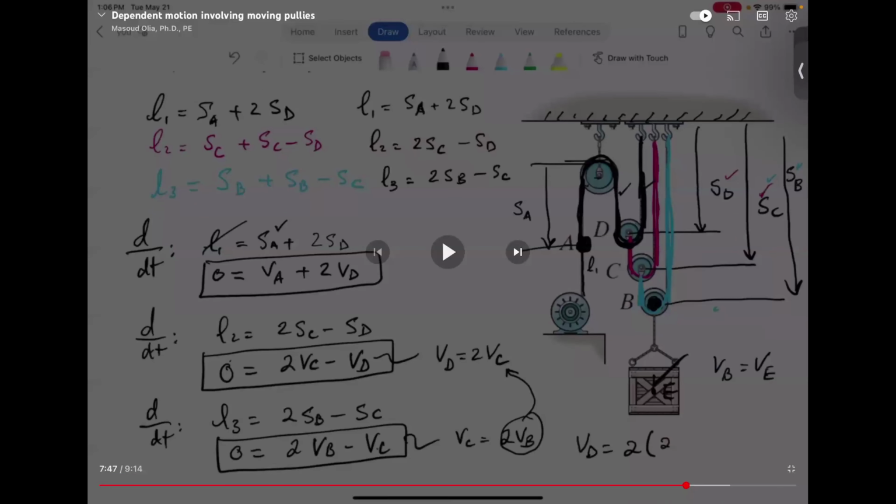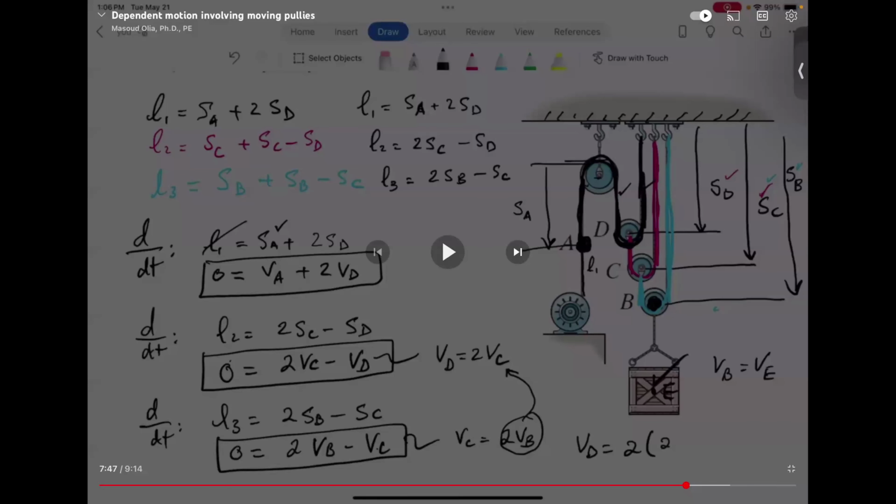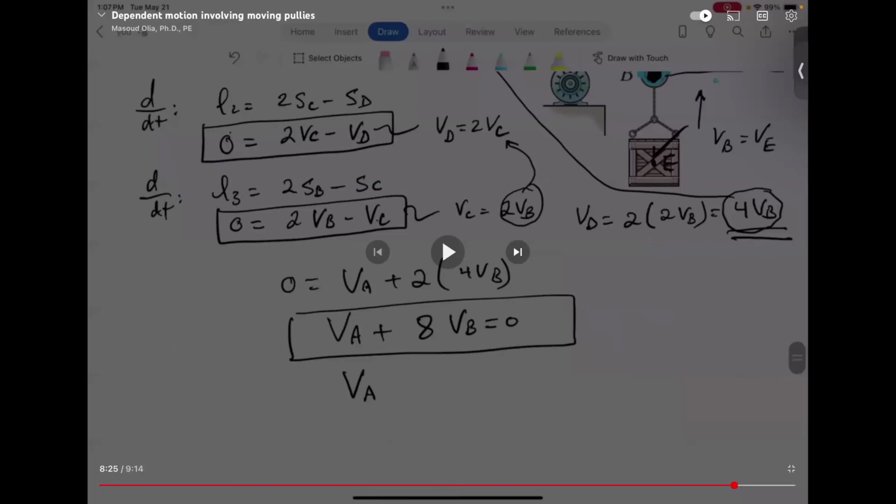Basically, there were 3 ropes here. I showed them in black, red, and blue, and then I found the total length of the rope based on these position vectors that I have here. And then I showed that eventually the equation that we have relates the velocity of A and the velocity of the crate E or B. Actually, it doesn't matter. Notice that the velocity of B and E are the same. It is going to be that velocity of A plus 8 velocity of B equals 0. That's the equation. So now I want to go one step further.